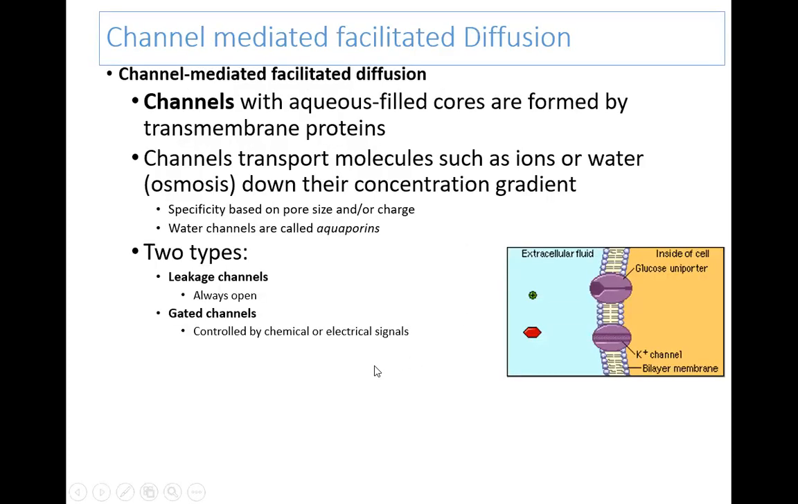And here's some examples here. We have two types of facilitated diffusion. Ones that are always open, we call those leakage channels. Like, for example, on the animation there, you can see there's a potassium channel that's always open for potassium. That's always open. We call it a leakage channel.